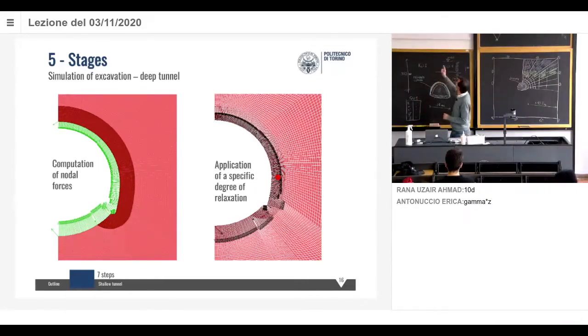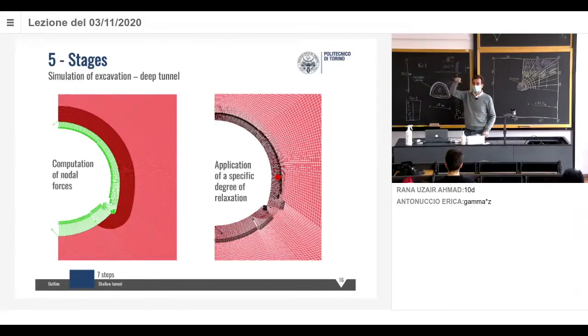But if we take the black arrows and we apply what is written there, a specific degree of relaxation, which means instead of applying the full force, I say, let's put 80% of that. What does that mean? That we are excavating 20%. And if you apply 20% of the forces, we are excavating 80% of it. If we apply 0, we have a full excavation.